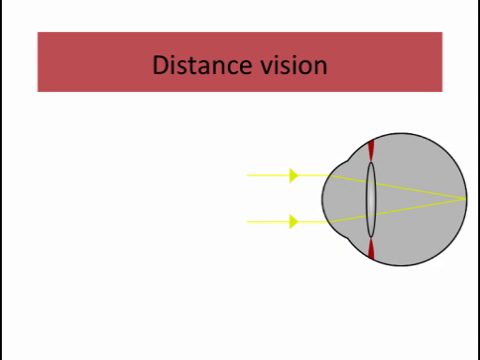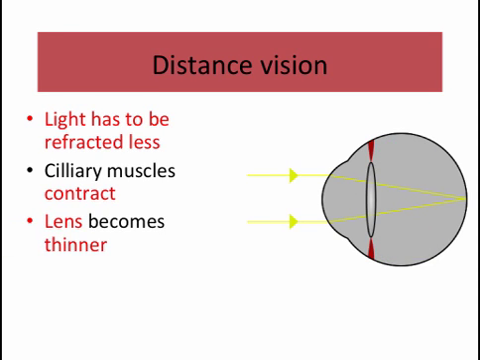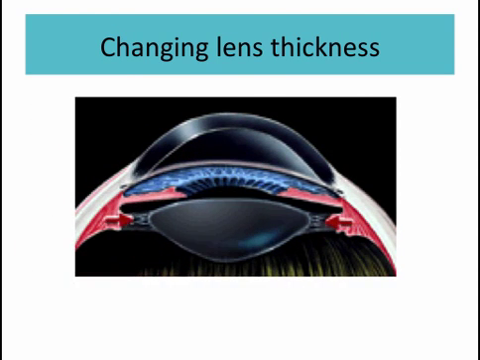If you're looking at something from far away, the light needs to be refracted less. Therefore, the ciliary muscles contract, and you can see that they change the shape of the lens. The lens in this picture is much thinner. This means it will refract the light less. Here's a little animation just to show you what happens as the ciliary muscles contract and relax to change the shape of the lens.